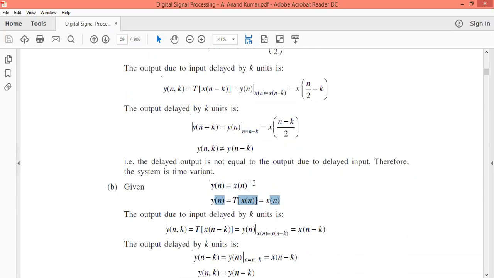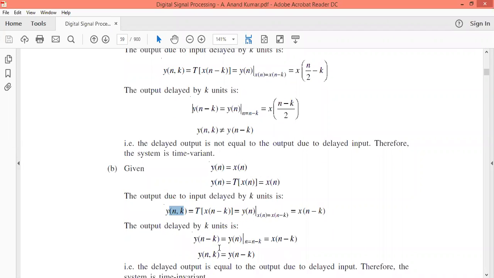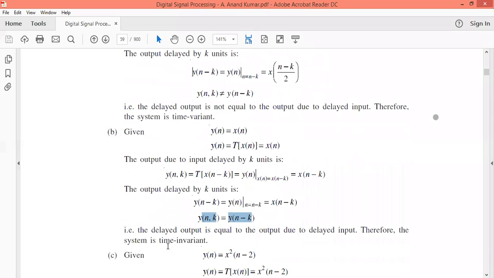If you apply the shift to the input, we get x of n minus k. Write the output as y of n comma k. Now write y of n minus k. We also got x of n minus k for that. Now since y of n comma k is equal to y of n minus k, it is satisfying this condition. So what type of system is it? It is a time invariant system.